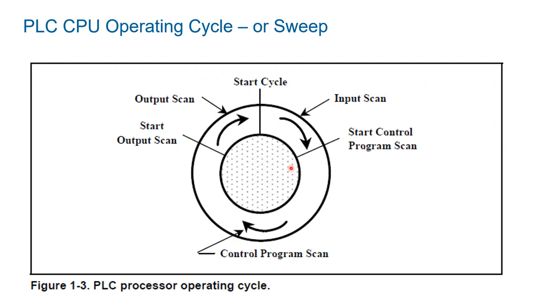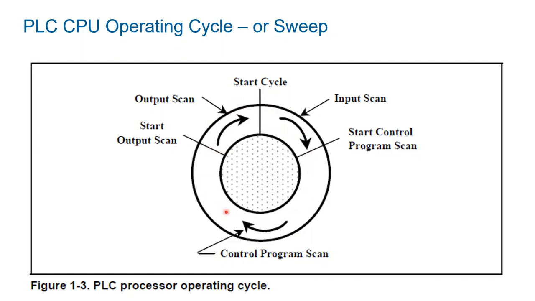So just a few more concepts here. The way the CPU, the processor, works is that it works in a continuous cycle. Unlike a Windows 10 computer, where you would run a program and it would just run and be done, the PLC continuously runs the program over and over again. It's called a sweep. At the top of the sweep, we read the inputs, we solve the logic, and then we write to the outputs, and we just do that over and over again.